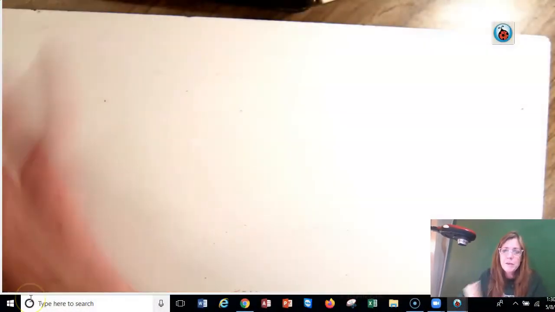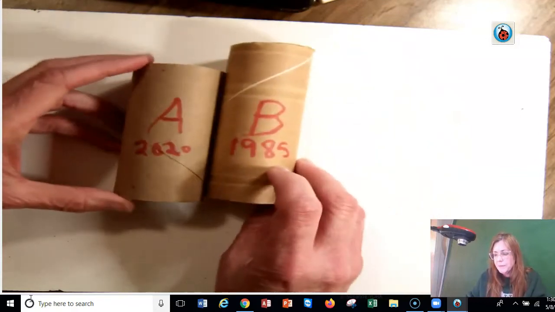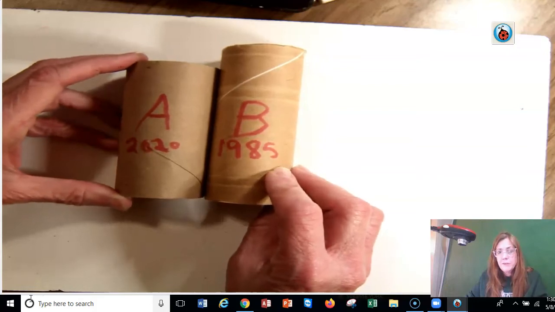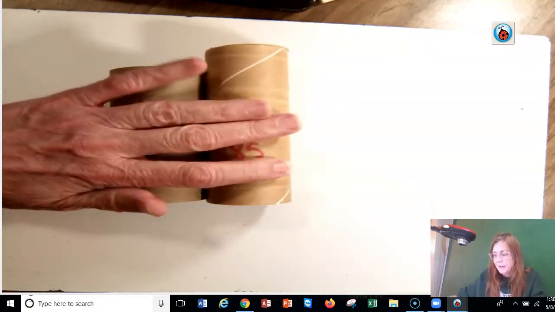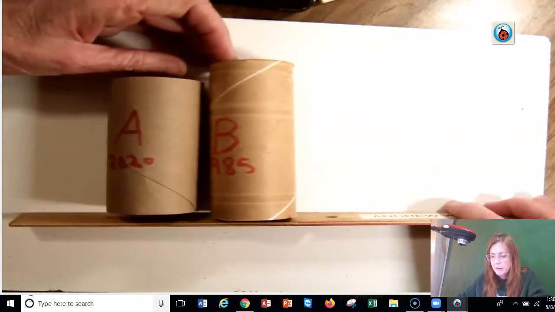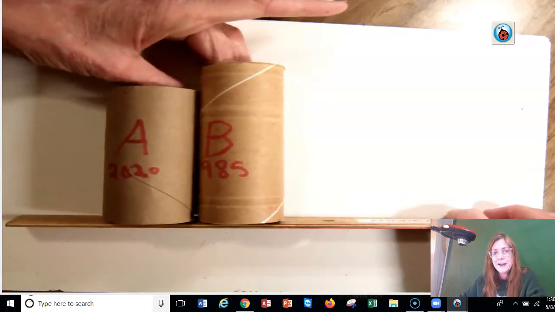And I'm going to go ahead and switch to the other view because I think it's going to be easier if I show it to you this way. So let me go over here. Okay, so here are my two rolls, A and B. And as you can see, there is a difference in height. Now I'm going to line these up against my ruler so you can see. Okay, I've lined them up against my ruler and you can see that there is indeed a difference in height.